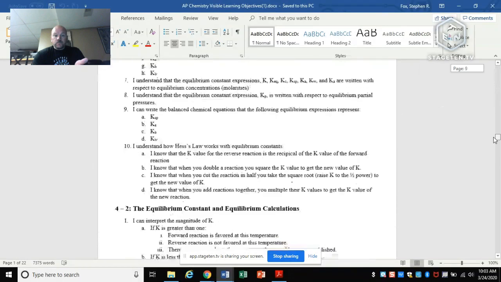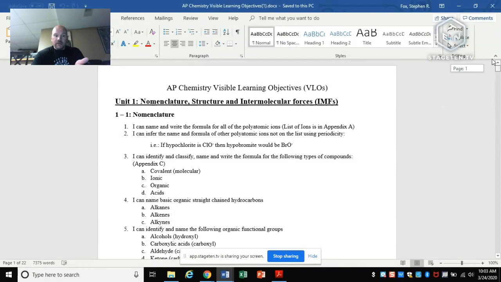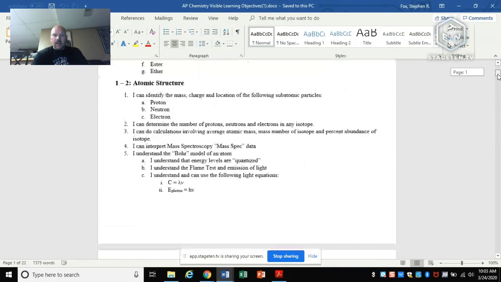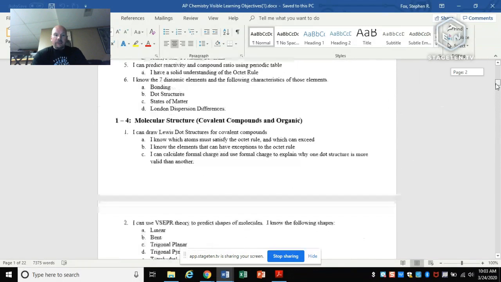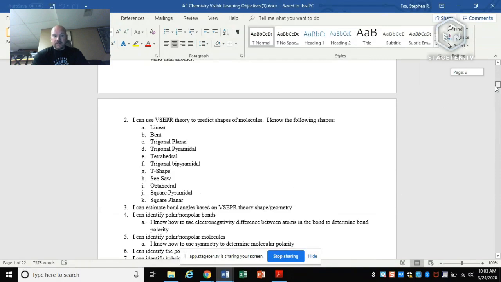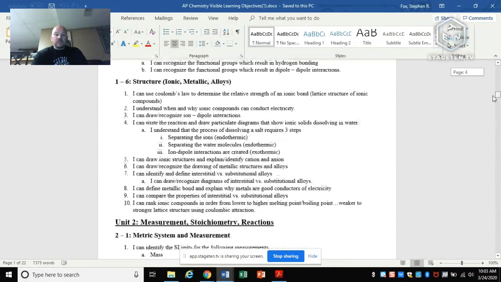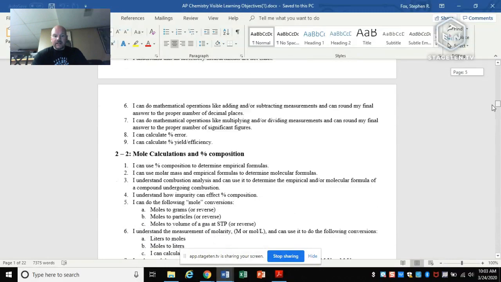And then so unit 1 was all the structure stuff, periodic trends, a lot of stuff, like a lot of review, atomic structure, molecular structure, dot structures, all that stuff. That was unit 1, periodic table, intermolecular forces, intramolecular forces, ionic compounds, all that stuff. That was unit 1. Unit 2 is stoichiometry, solution stoichiometry, reactions, all that stuff.